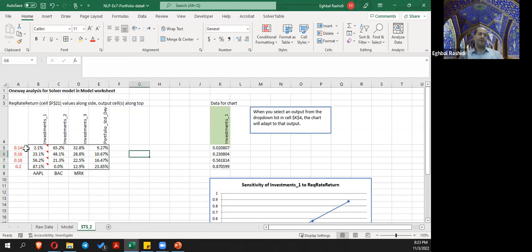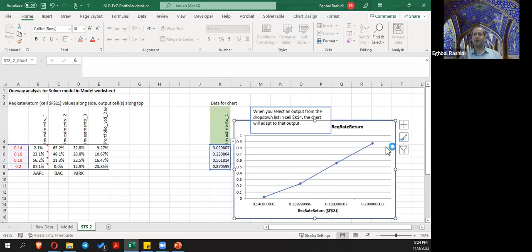So as you can see here, right now it is 14%. The majority of our investment goes to Bank of America, and only 2% goes to Apple. But as we increase the rate of return, the minimum or lower bound on rate of return, the investment in Apple increases, as you can also see here. So this is the investment in Apple, okay? For 14%, 16%, 18%, and 20%, it goes from 2% to 87%, almost 90%. So if you're expecting at least 20% rate of return on your investment, 87% of your investment portfolio has to be invested in Apple.